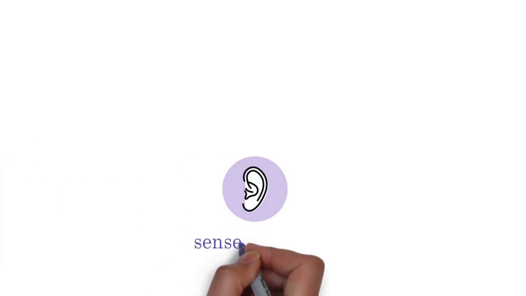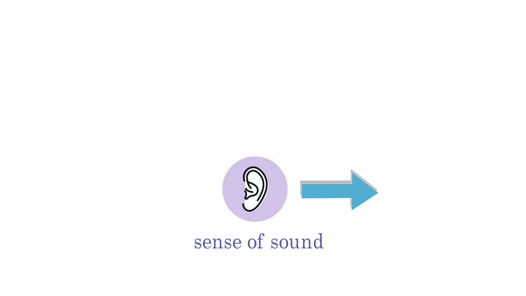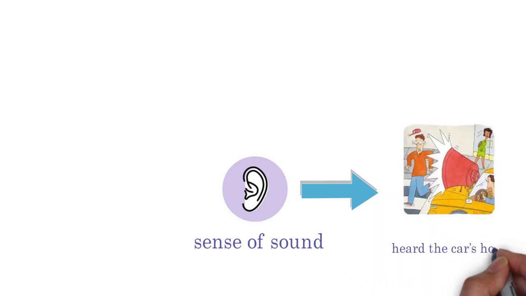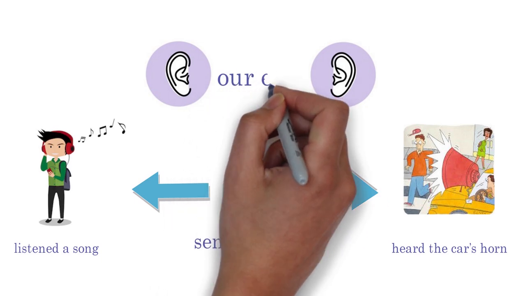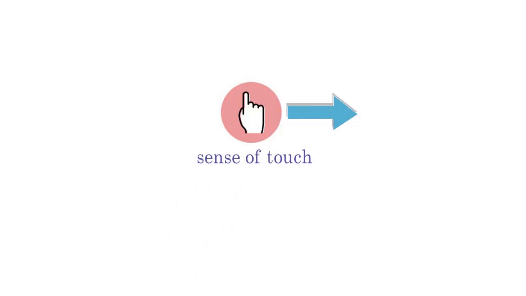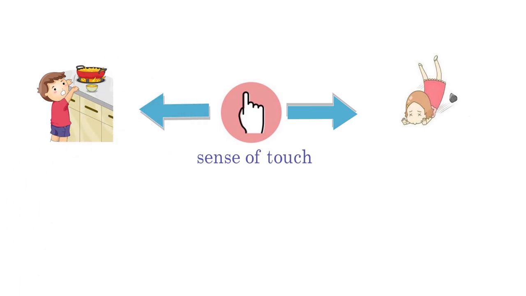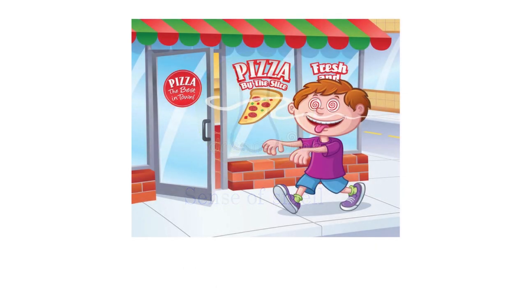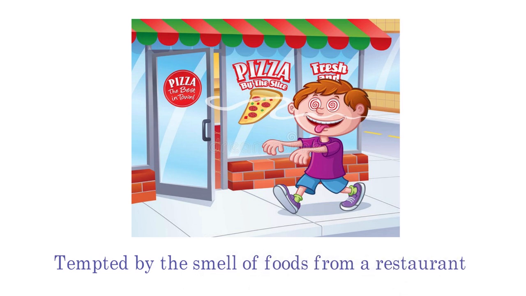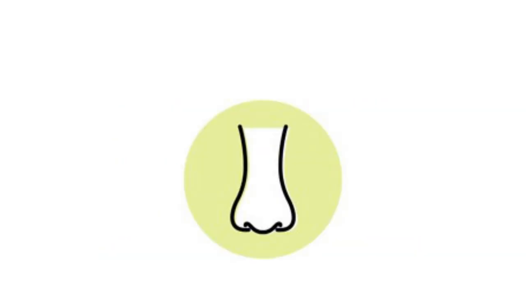3. Sense of sound. You used it when you heard the car's horn or listened to a song. Four, sense of touch. When you get hurt due to the stone or fire, we can feel hot and cold, pain or pressure, all through our skin. Five, sense of smell. When you're tempted by the smell of foods from a restaurant, it is your sense of smell. The organ that is used for smell is our nose.